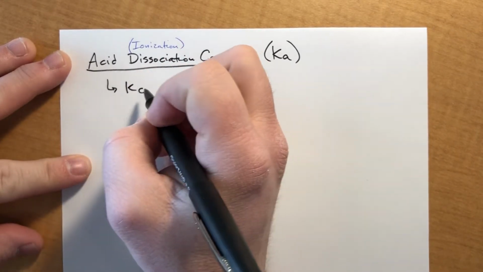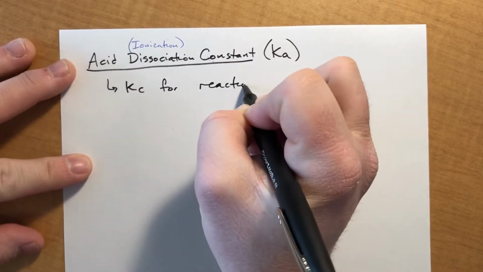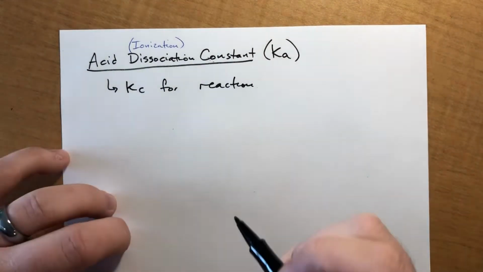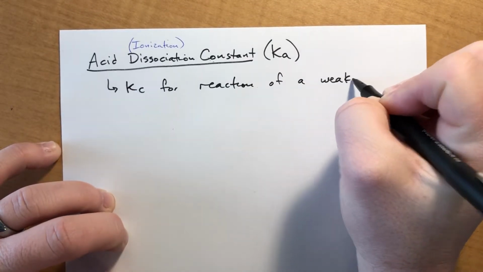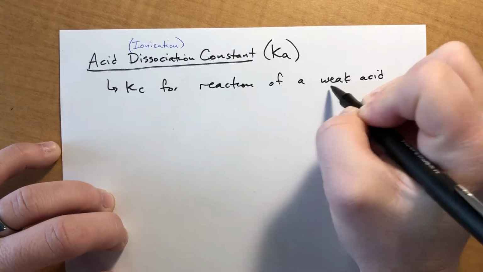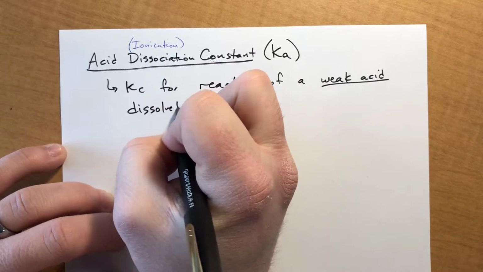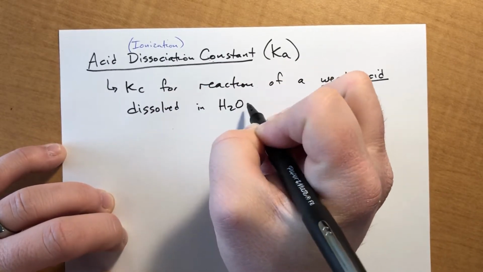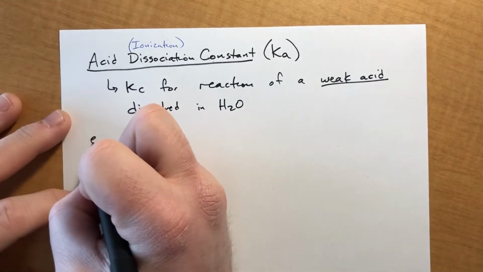So it's Kc for the reaction, but it's a specific type of reaction. It's Kc for the reaction of a weak acid dissolving in water, or dissolved in water. But literally, it's product of reactants raised to the coefficients. It just applies to a very specific reaction.